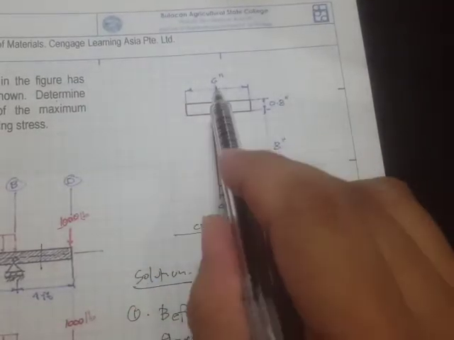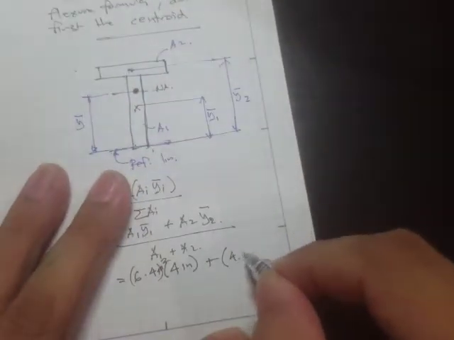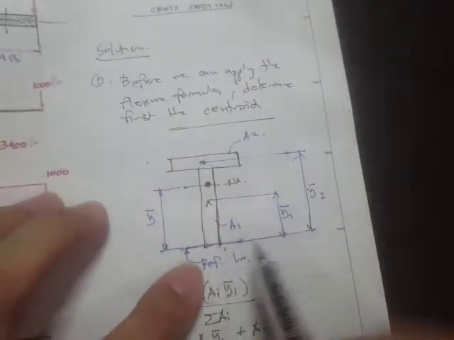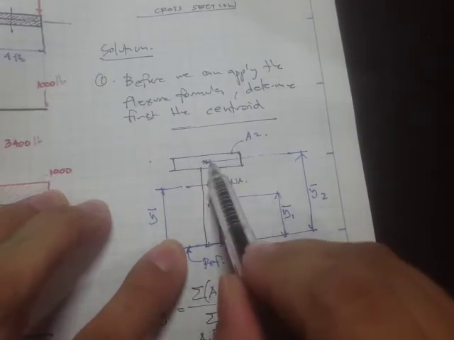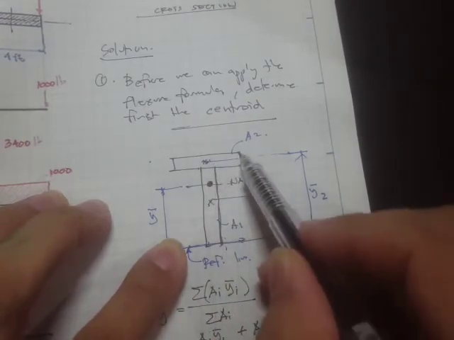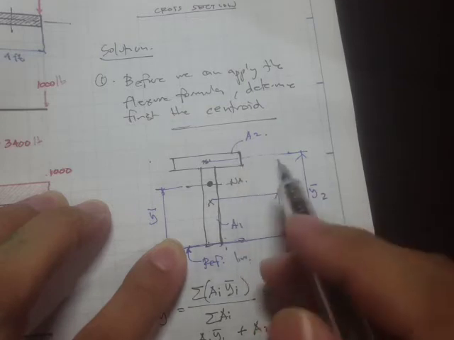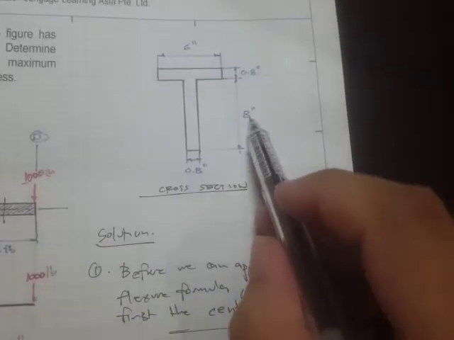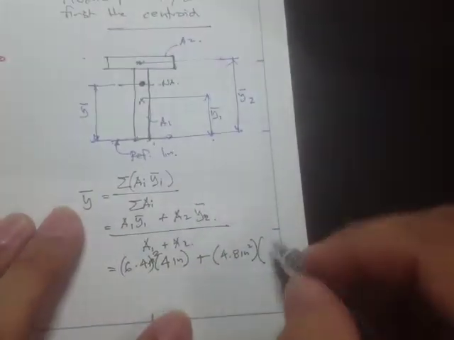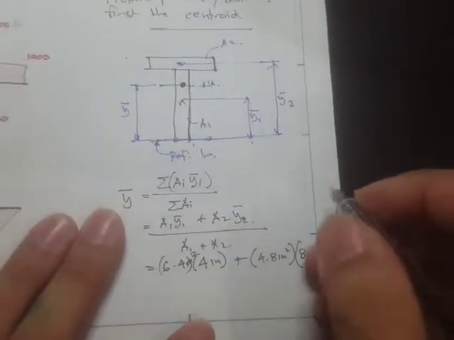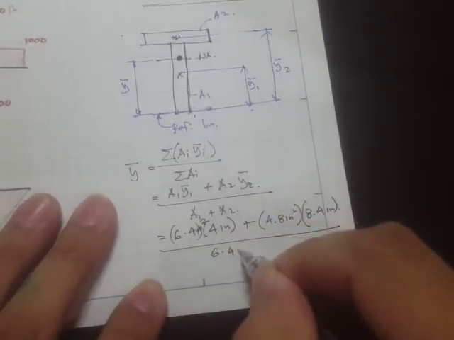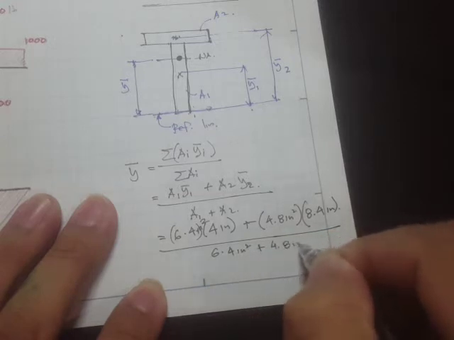the second shape, that's 6 times 0.8, this is 4.8 inch squared, times the distance from the reference line to the centroid. So if this is 8 and this is 0.8, so that means we have 8, and half of 0.8 is 0.4, so that's going to be 8.4 inches. Now divided by the area, 6.4 inches squared plus 4.8 inches squared.